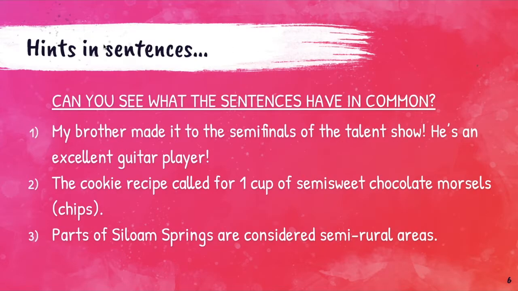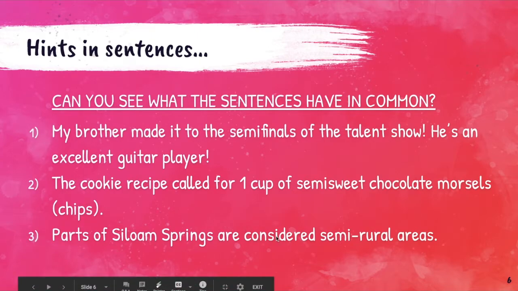So to begin our lesson, here's some hints in sentences. Can you see what these sentences have in common? So I'll read the 3 sentences to you. My brother made it to the semifinals of the talent show. He's an excellent guitar player. Sentence number 2. The cookie recipe called for 1 cup of semi-sweet chocolate morsels or chocolate chips. And the third sentence, parts of Siloam Springs are considered semi-rural areas.